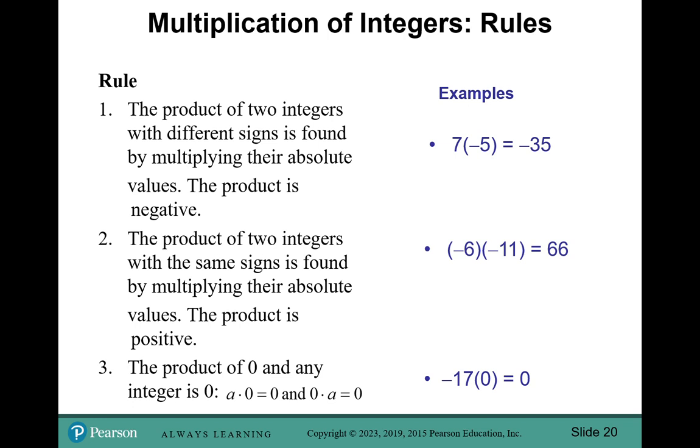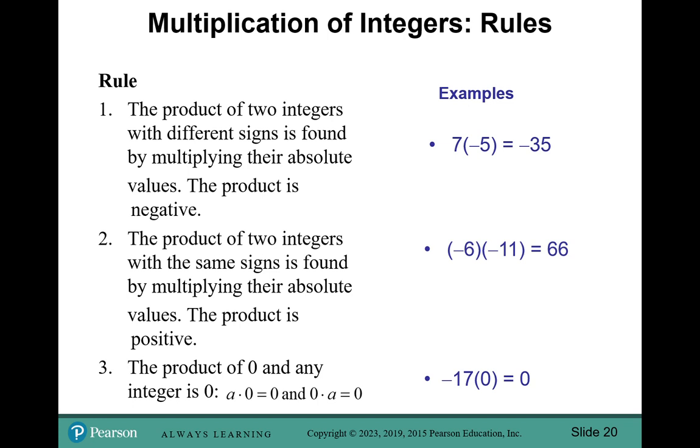So, multiplication of integers, looking at the rules. Rule number 1. The product of two integers with different signs is found by multiplying their absolute values, and the product is negative. So if we have a negative and a positive, we wind up with a negative, or a positive and a negative, we wind up with a negative. If you have opposite signs, they will be negative.